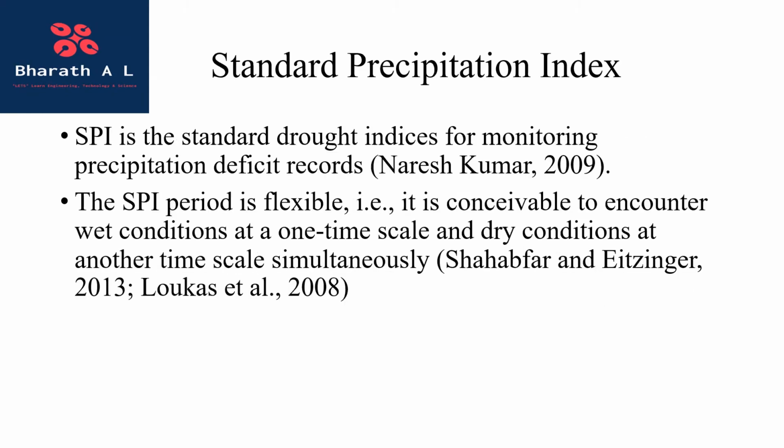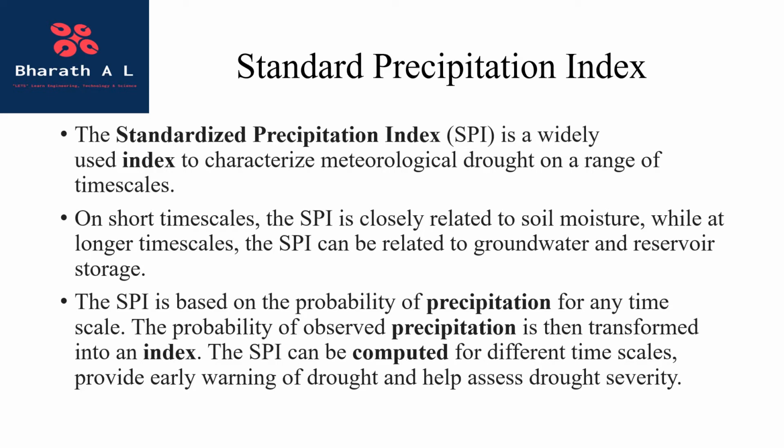The Standard Precipitation Index, SPI, is a standard drought index for monitoring precipitation deficient records. You can refer to Naresh Kumar et al. 2009 in Google. The second one is that the SPI period is very flexible. That is, it is conceivable to encounter wet conditions at one time scale and dry conditions at another time scale simultaneously. You can refer to what I have written over here. The Standard Precipitation Index is widely used to characterize meteorological drought on a range of time scales.